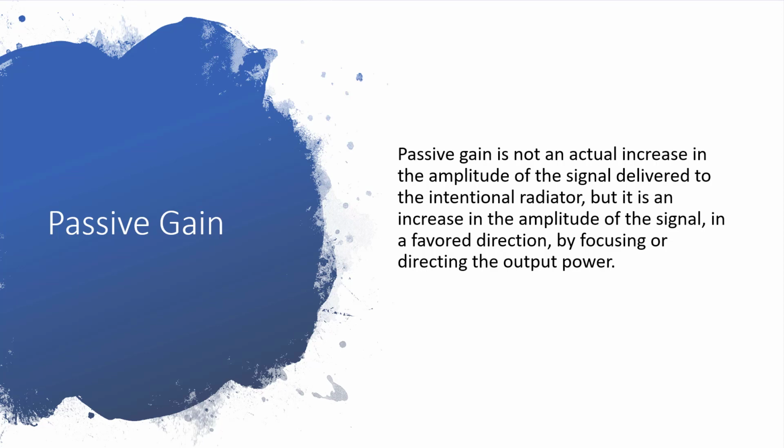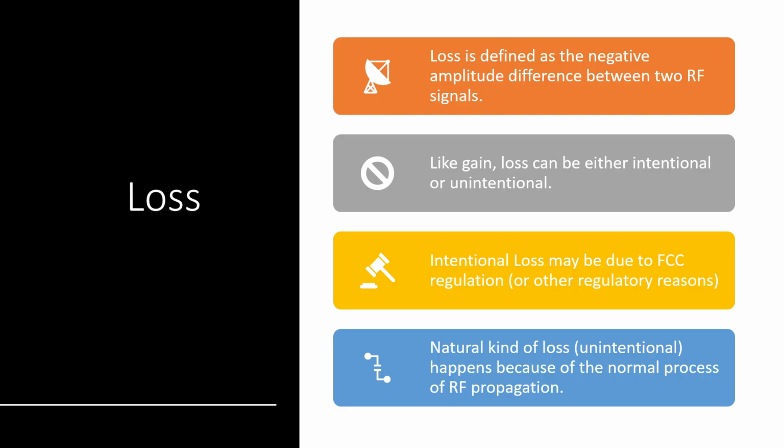You know that there are parabolic antennas. Parabolic antennas are directional antennas, where the beam is focused only onto a certain direction. Now we are talking about the opposite. The opposite of gain is loss, defined as the negative amplitude difference between two RF signals.